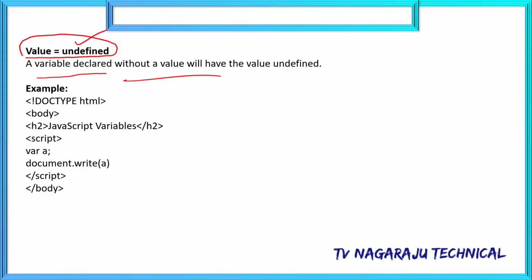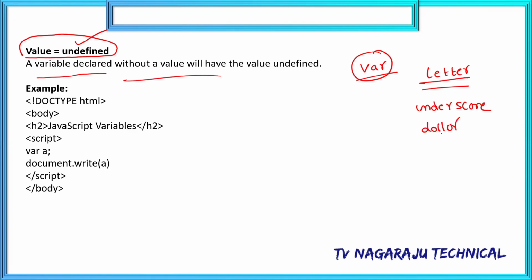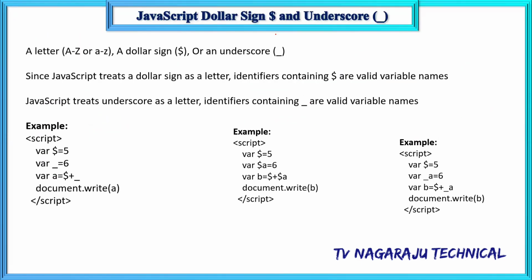I think till now it is clear. What we discussed up to now: creation of a variable, performing some operations, writing multiple variables in a single line, and the value undefined. Now we are moving into the next important thing. Till now we declared variables that start with a letter. Now it is also possible to start with an underscore or a dollar sign.